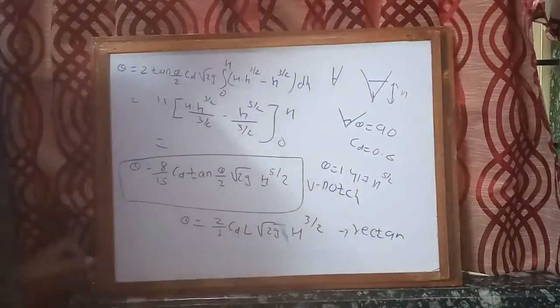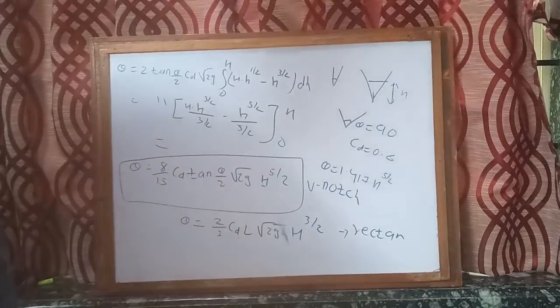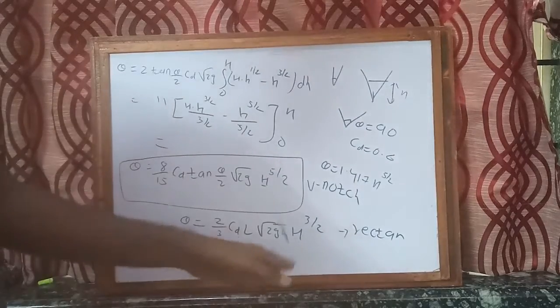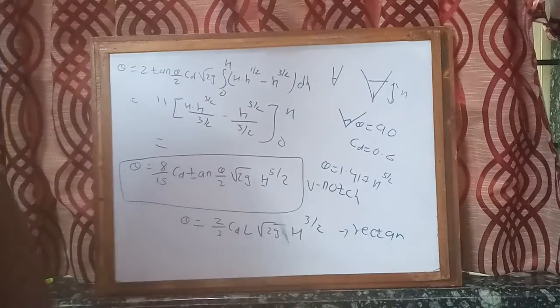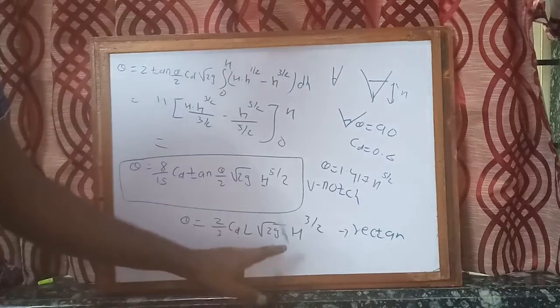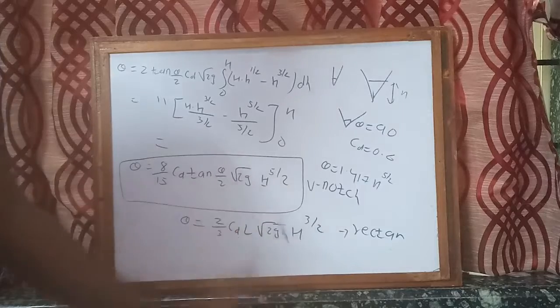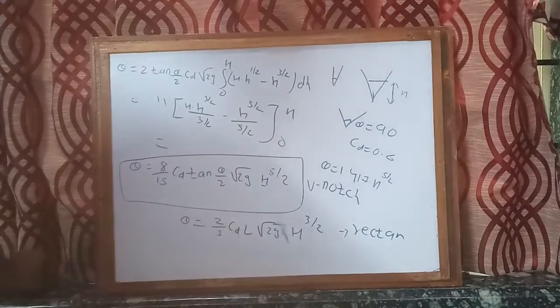What is the length here? L is the length of the notch. That's it. So only two things you have to study in this part: V notch and rectangular notch. For the rectangular notch you should know the equation. For the V notch you should know the derivation. So that is about notches.